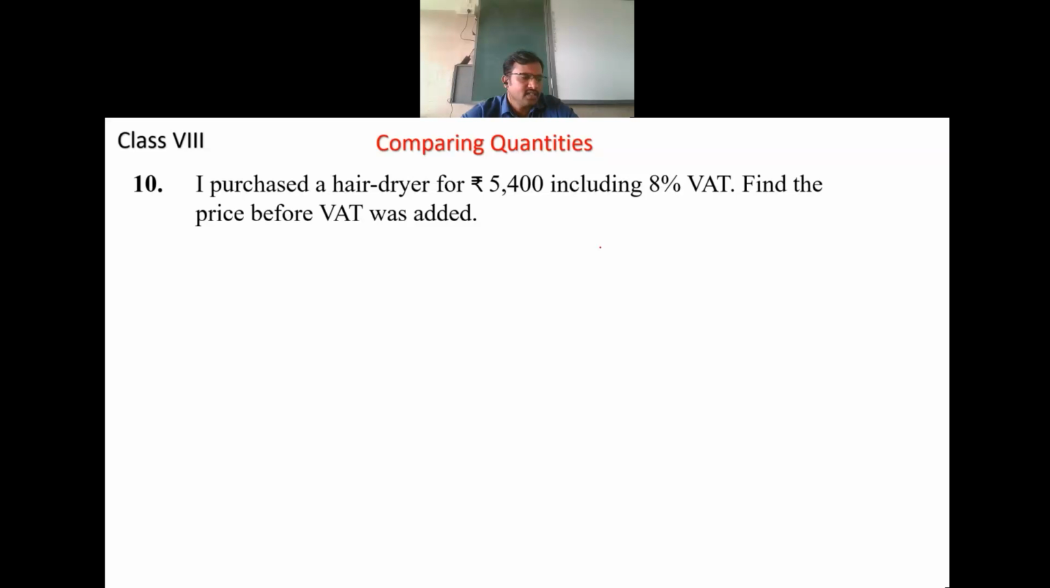Question number 10. I purchased a hair dryer for rupees 5,400, including 8% VAT. Find the price before the VAT was added. Here, VAT means value added tax. If value added tax is added, then 5,400 is the price of the hair dryer. Now we have to find out what is the price before the value added tax. How do we find this?